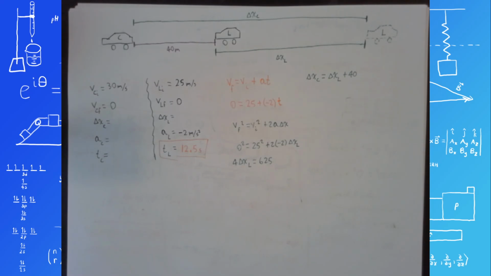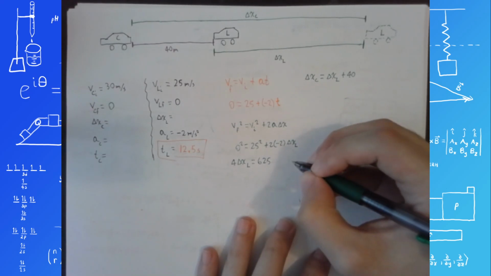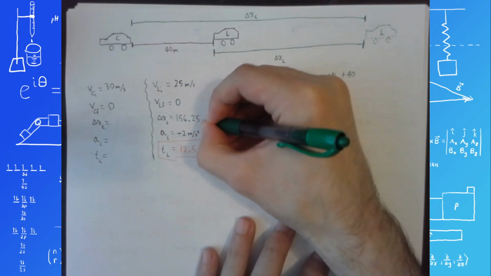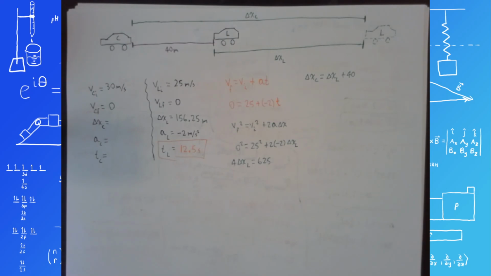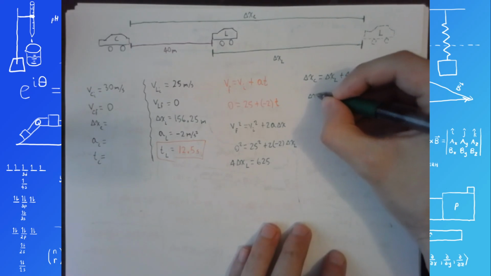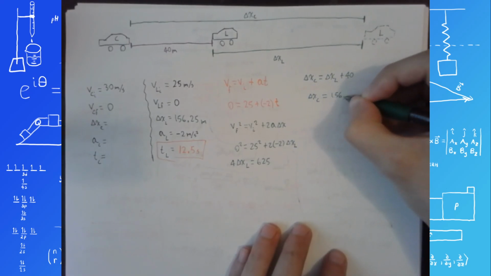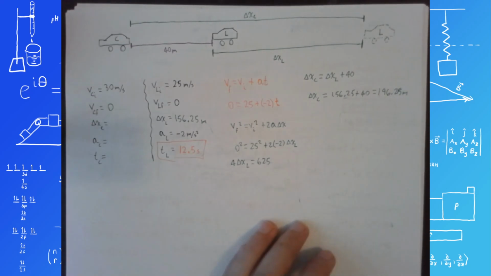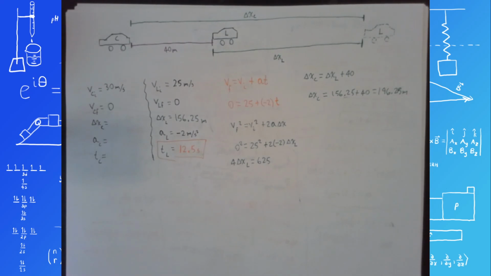625 over 4 is 156.25. A little bit more. So I get delta XL 156.25 meters. Okay, and that tells me that delta X for the chasing car in the second worst scenario is 156.25 plus 40. So delta X of the chasing car, second worst scenario, 156.25 plus 40 equals 196.25 meters. Plug that in for here.